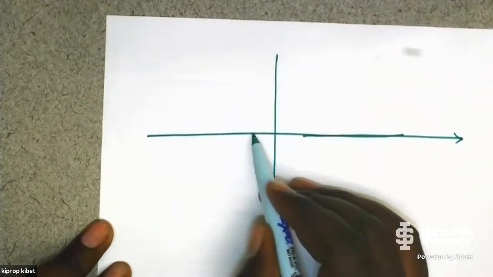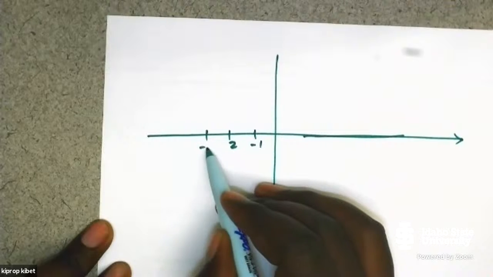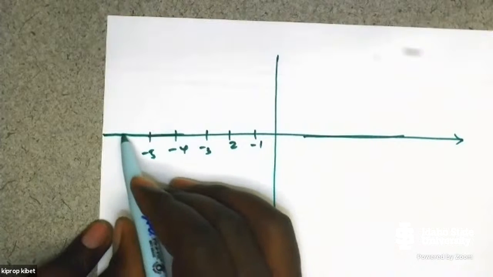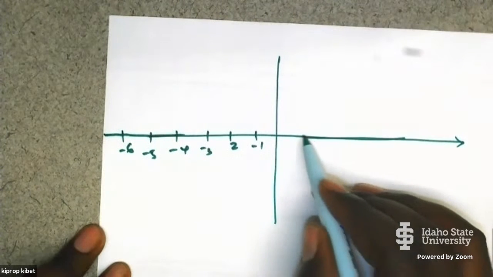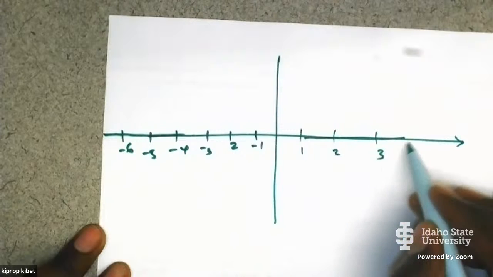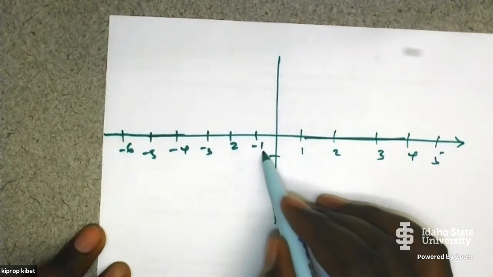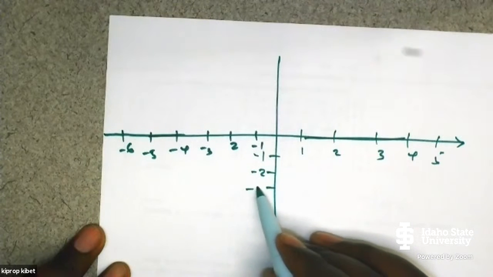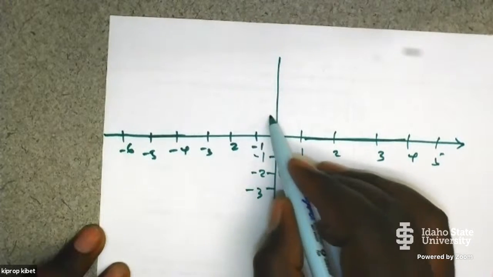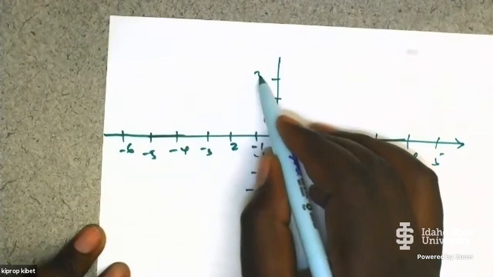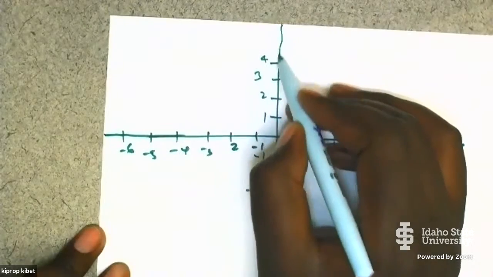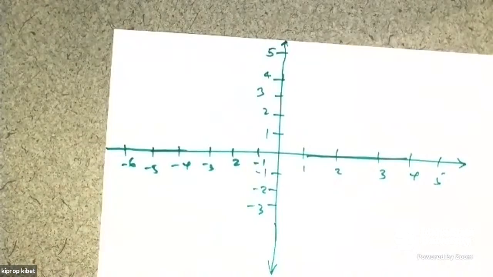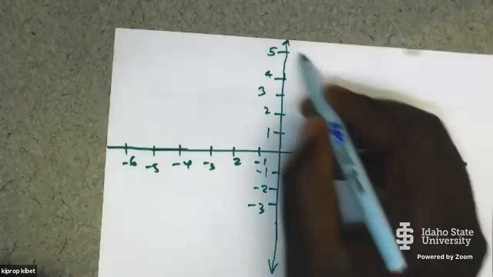So we have -1, -2, -3, -4, -5, -6 there. 1, 2, 3, 4, 5. 1, 2, -3, 1, 2, 3, 4, 5. Okay. So this is x, and this one is y.